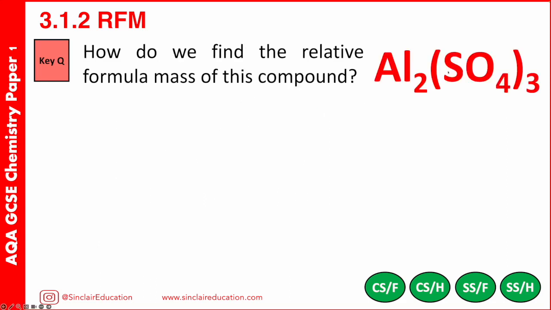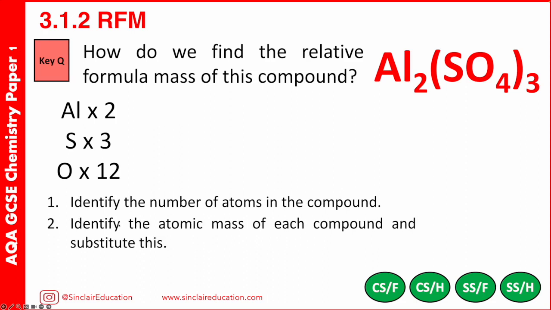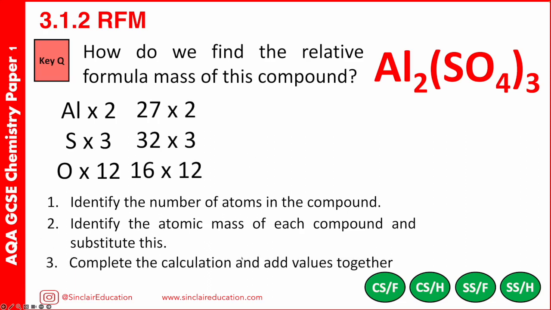So if we look at this one, this is now getting more complicated. The method we're going to use is still exactly the same. We're going to identify the number of atoms in that compound, and we'll then substitute in the atomic mass of each. We'll complete the calculation and add those values together, giving me a total relative formula mass of 342.